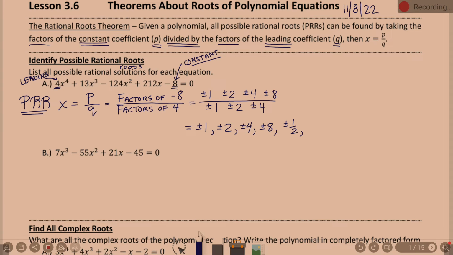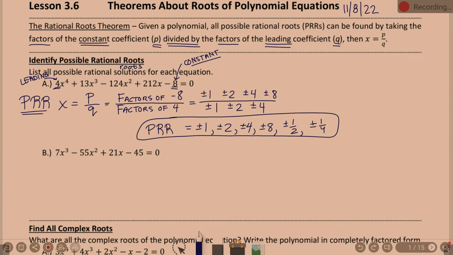Now, am I done? No, because I haven't put everything over 4. 1 over 4? Plus or minus 1/4. 2 over 4? Reduces to 1/2, and 1/2 I've listed. 4 over 4 is 1. 8 over 4 is 2. Okay, guys, this is my list of what we often refer to as possible rational roots or potential rational roots.